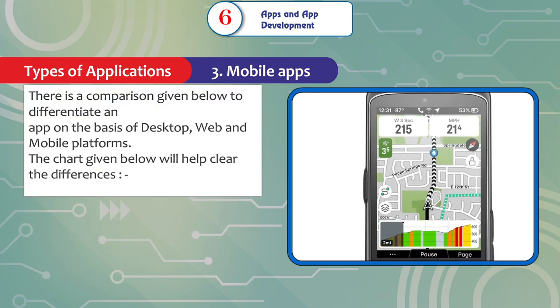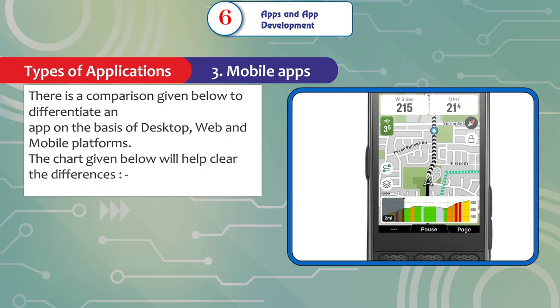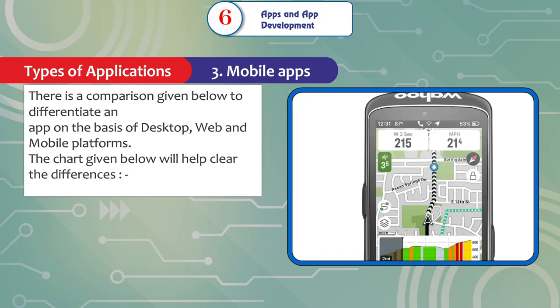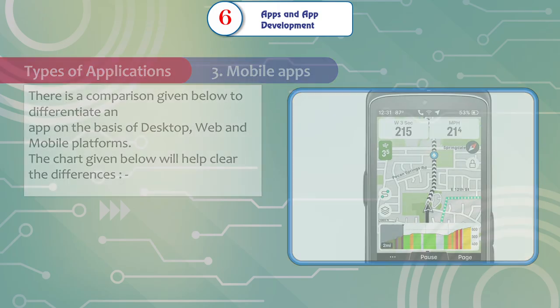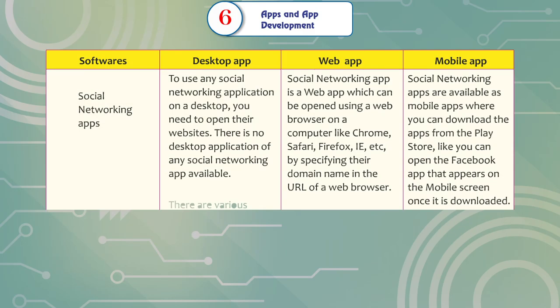There is a comparison given below to differentiate an app on the basis of desktop, web, and mobile platforms. The chart given below will help clear the differences. Softwares: desktop app, web app, mobile app, social networking apps.